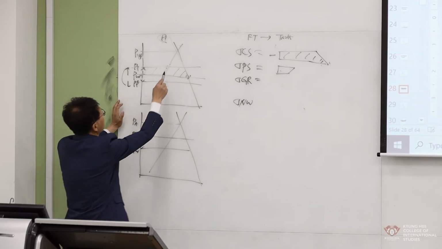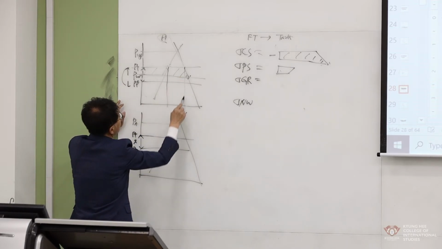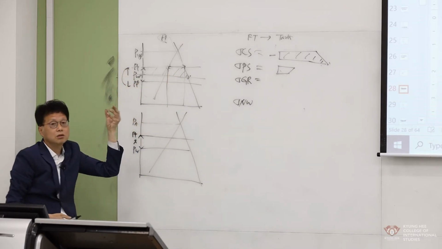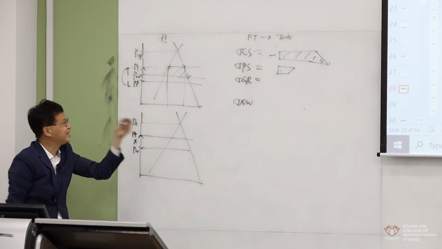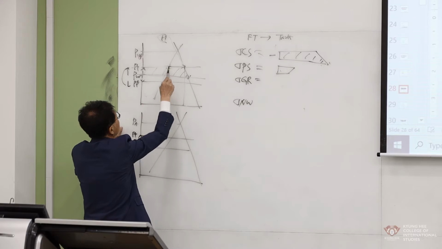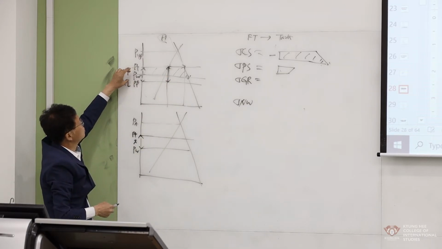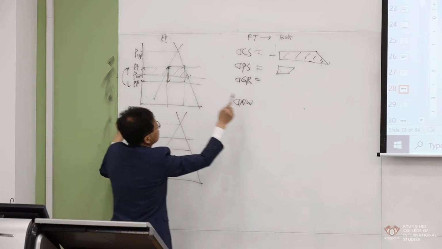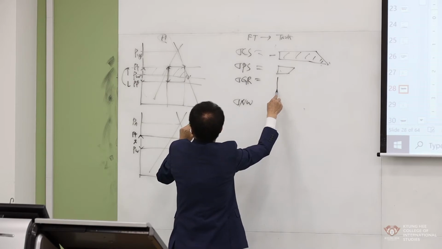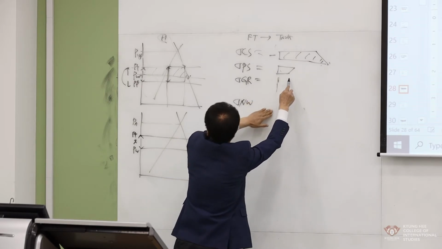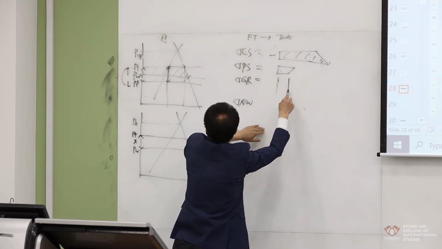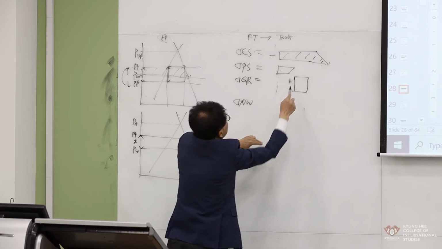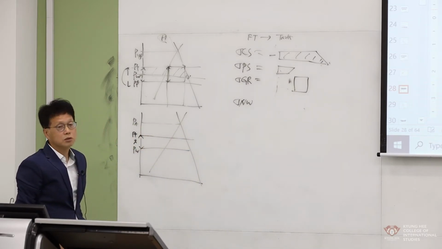After imposition of tariff, what happened? Import amount at PT is this one. That is total import. At each per unit import, collect tariff T. PT minus PT star is the tariff rate. And the import is this one. So this amount is tariff collection, or the change in government revenue.